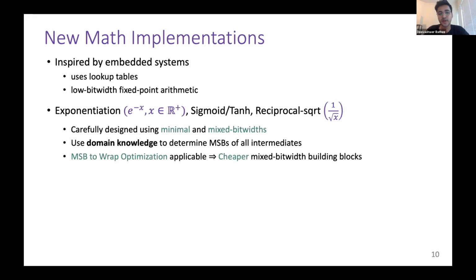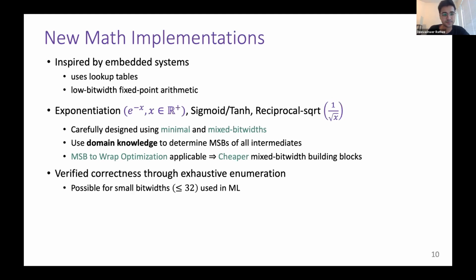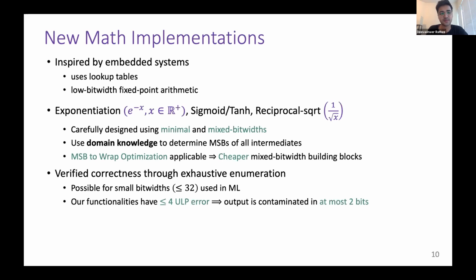And as alluded to earlier, we use domain knowledge in all our math implementations to determine the MSB of all the intermediates, which is why the MSB to wrap optimization from before is applicable. And we can use cheaper mixed bitwidth building blocks here in all the implementations. Our implementations are verified for correctness through exhaustive enumeration, which is possible for small bitwidths like less than or equal to 32, which are used in ML. And we proved that our functionalities have less than 4 ULP error, which means that the output is contaminated in at most 2 bits.